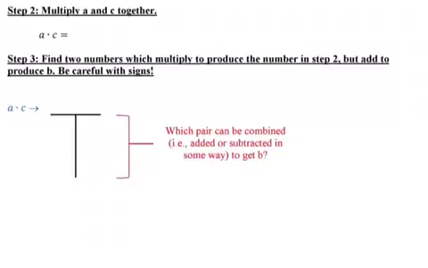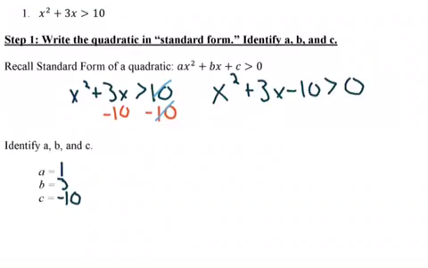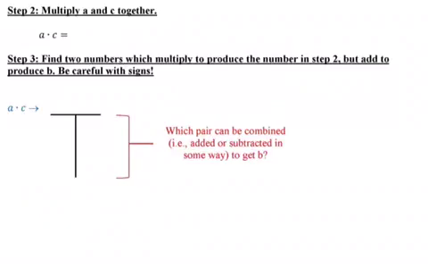Step number 2 says multiply A and C together. So I go back. My A is 1, my C is negative 10. And so we get, let's do 1 times negative 10, and I get negative 10. So hopefully this is just review for many of you. Now we've got our A times C.